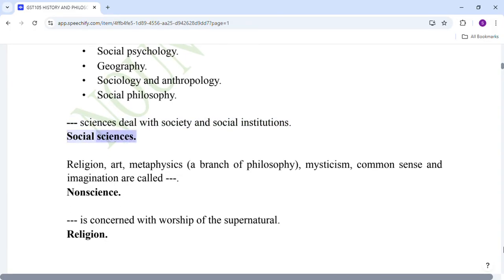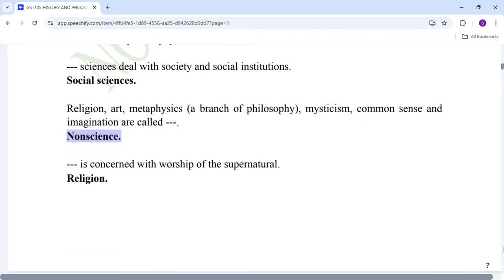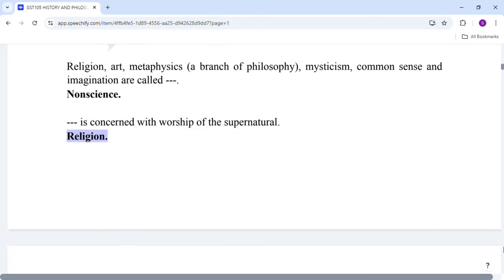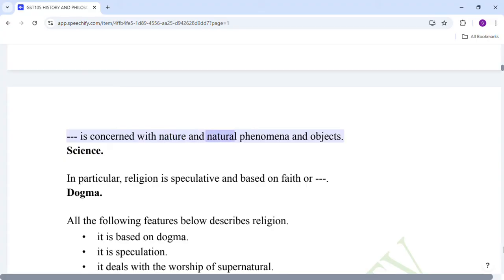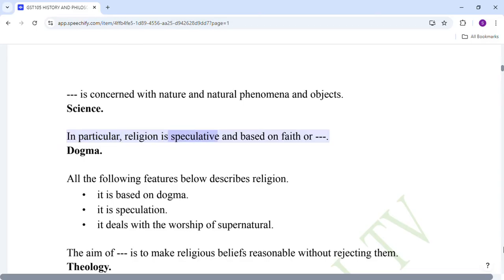Religion, art, metaphysics, a branch of philosophy, mysticism, common sense, and imagination are called non-science. Religion is concerned with worship of the supernatural. Science is concerned with nature and natural phenomena and objects. In particular, religion is speculative and based on faith or dogma.